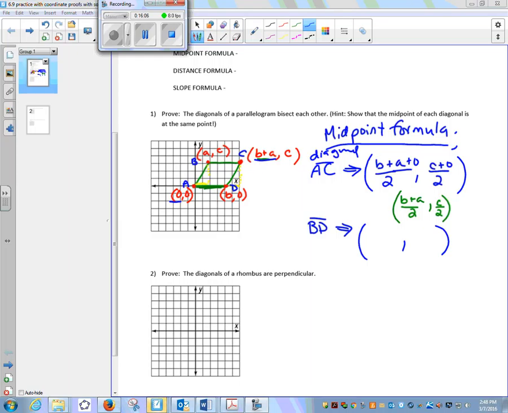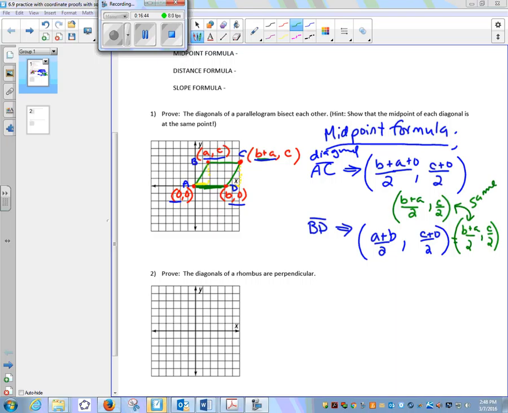Now we're going to do the midpoint of BD. So we've got these coordinates and these coordinates, a plus b, that's adding the x's over 2, and c plus 0 over 2. Either way, this is the same as the one that we got before. Right? Same midpoint means we have proven that the diagonals of a parallelogram bisect each other.